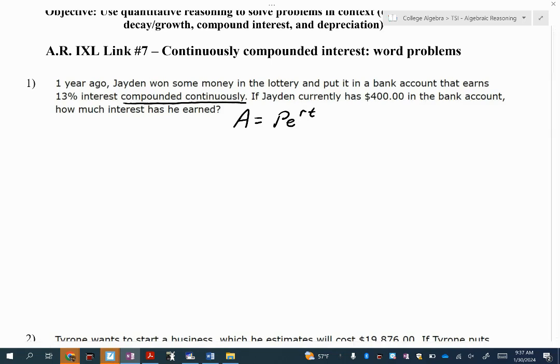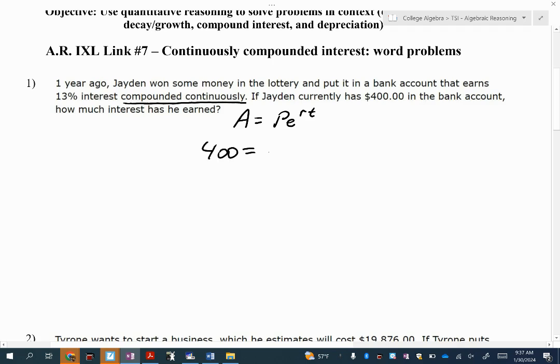Now, let's see what we know. Do we know how much money Jaden deposited initially? Does it say how much he won and put into the account? No, so I can't do that. Does it say how much money is currently in the account? Yes, it does. Where do you put that? That is 400. It's in the A. Very good.